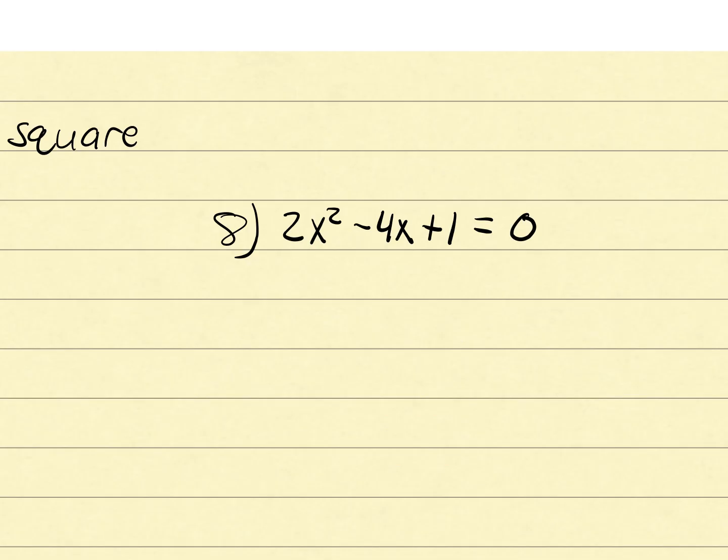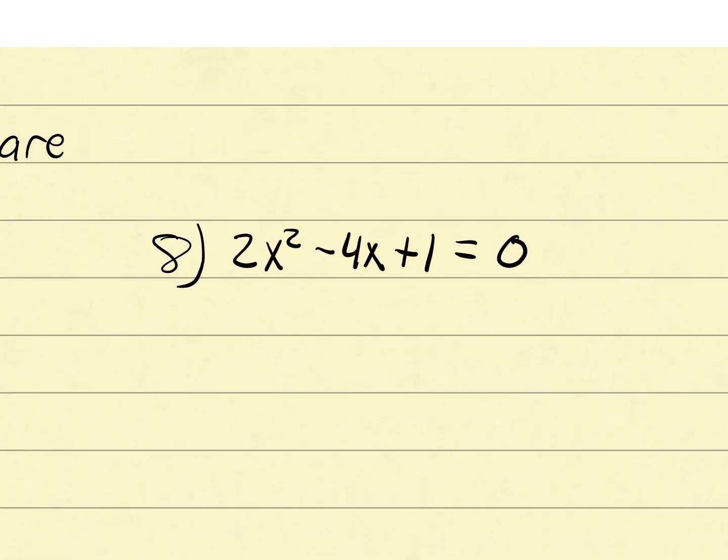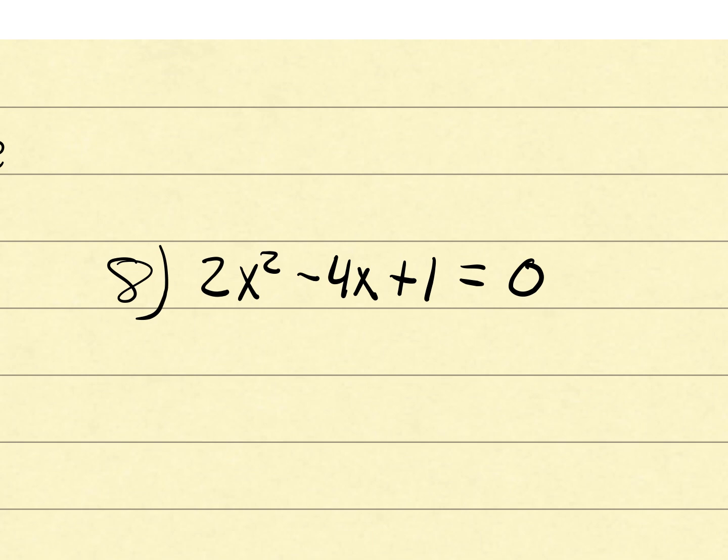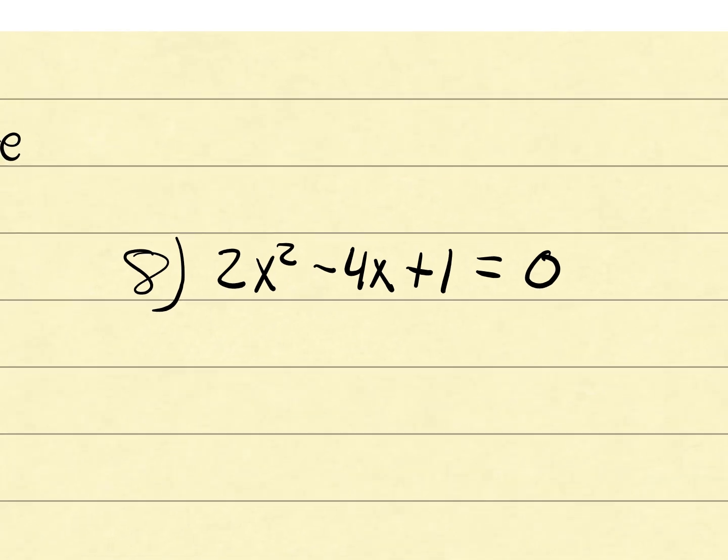Okay, so I want to try number 8 by using the quadratic formula. I wouldn't do completing the square for this. Does anyone know why? Yeah, there's something in front of the x squared. If you have a choice, I wouldn't use completing the square if there's a number in front of the x squared, or if your b term is odd.